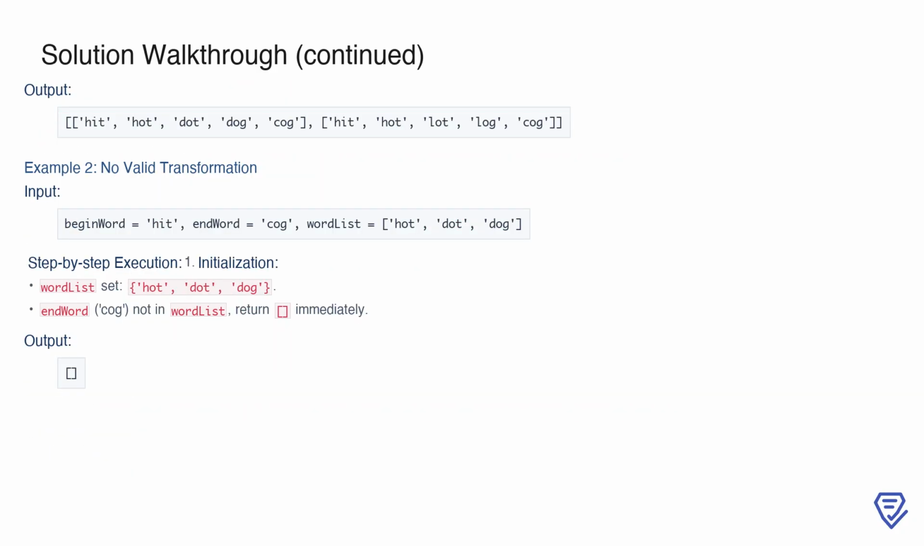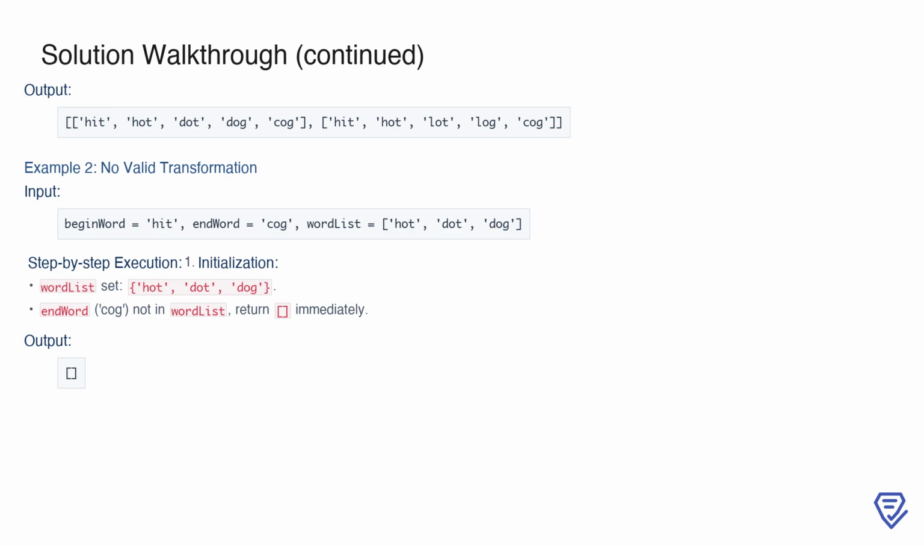The output for this example is the set of valid word ladders that transform the begin word, hit, into the end word, cog, using the shortest sequence of transformations. The result is hit, hot, dot, dog, cog and hit, hot, lot, log, cog. These two paths represent the shortest transformations, and they include only valid words from the given word list.